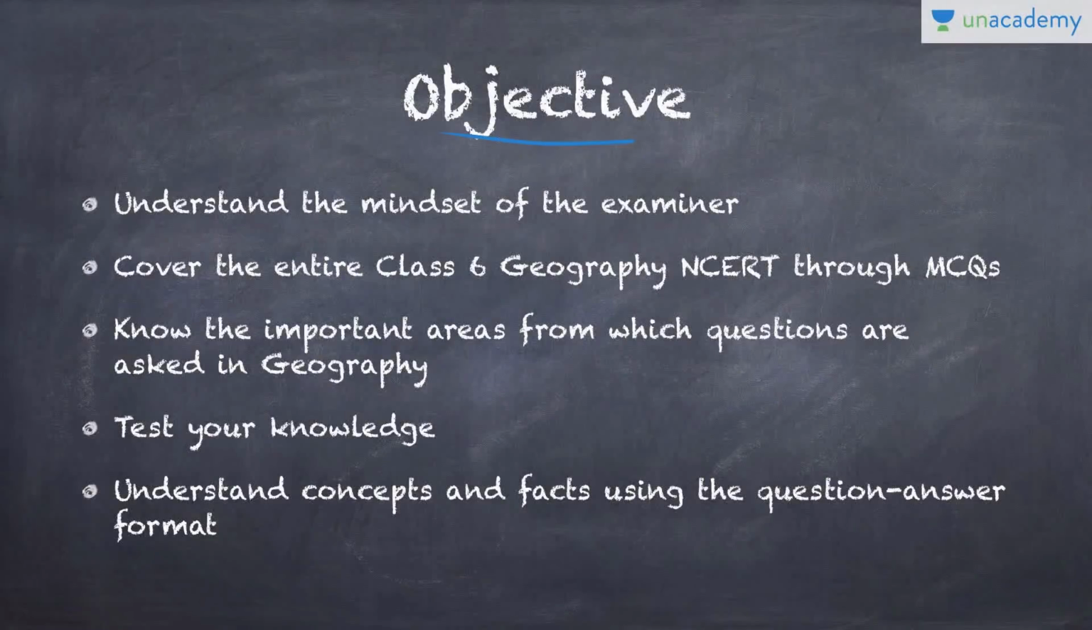So the objective is to first understand the mindset of the examiner, that how he will frame the questions by going through the material, then covering the entire class 6 geography NCERT through the MCQs. Everything will be covered, all the topics. Then know the important areas from which questions are going to be asked in geography. Then you can also test your knowledge and understand concepts and facts using the question answer format, so it will be epic for you as well.